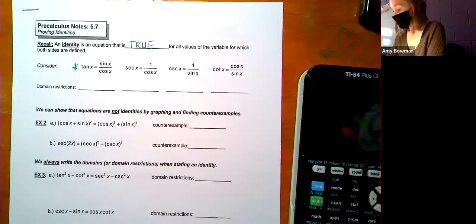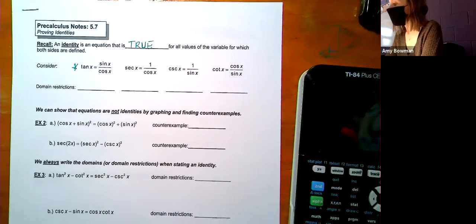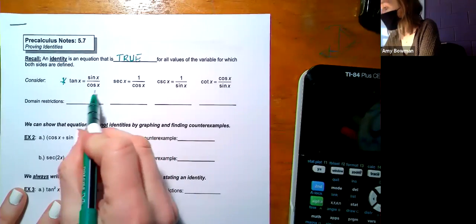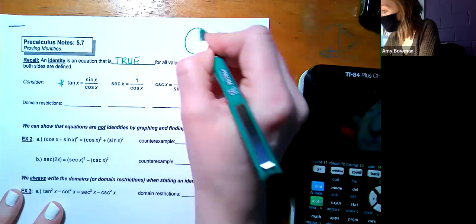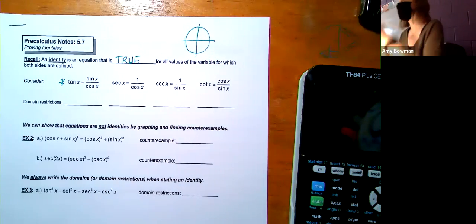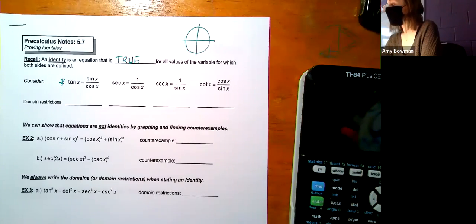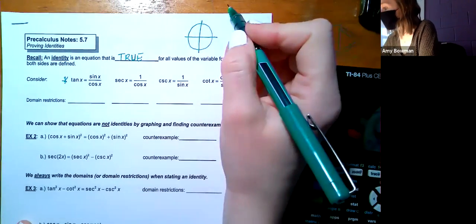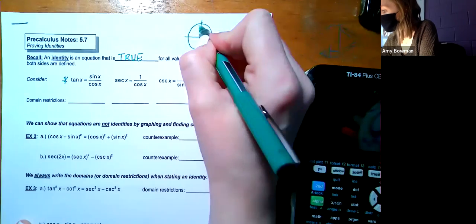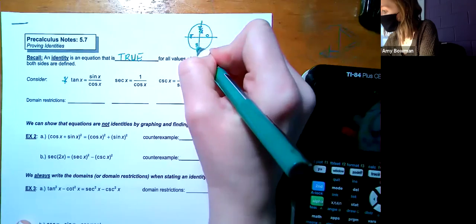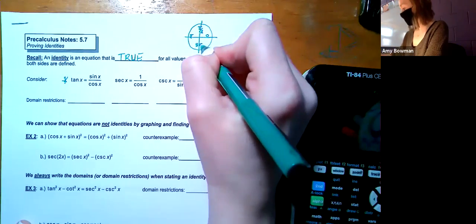To state the domain restrictions, we need to remember when the cosine of x equals 0, because I can't divide by 0. So here's our handy dandy unit circle. We're going to put our 5 key points. I'm hoping by now you're doing this in your sleep, just imagining the 5 key points on the unit circle. Pi halves is where cosine equals 0? Good. So I'm going to take the time to put that all on here.